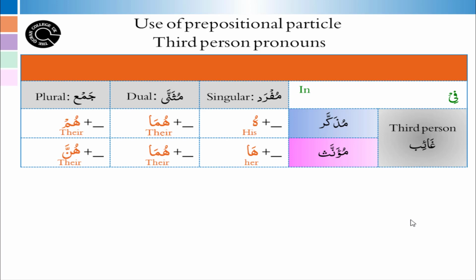The meaning of fi is "in", but when it's applied on the third person pronoun, it becomes fihu, fihuma, and fihum. When it's applied on ha, it becomes fiha. When it's applied on huma, it becomes fihuma, and when applied on hunna, it becomes fihunna. These things change when fi is applied on hu, huma, hum, and hunna.